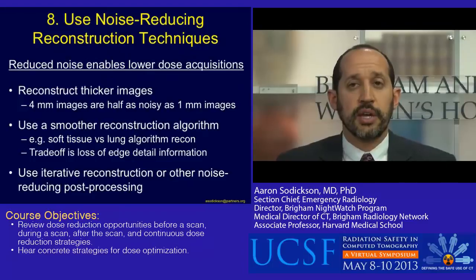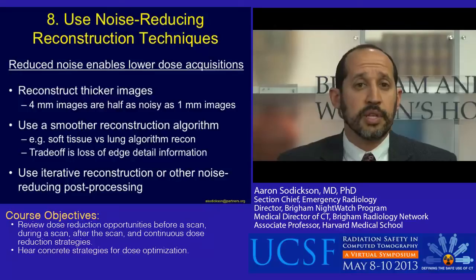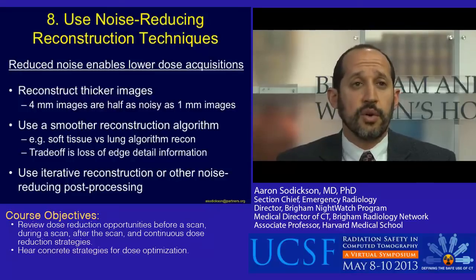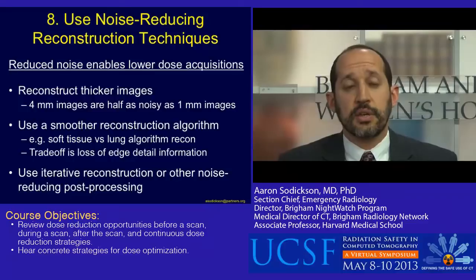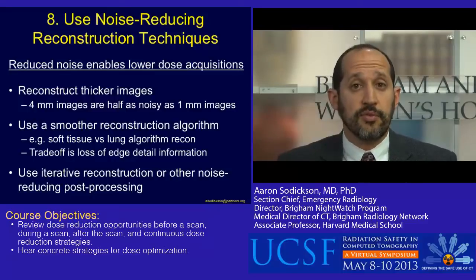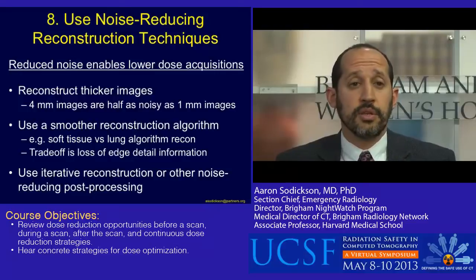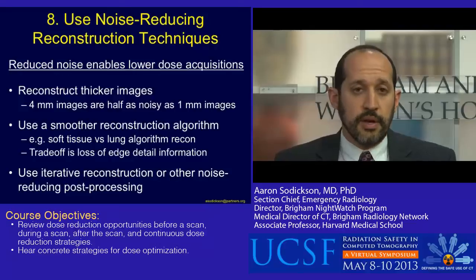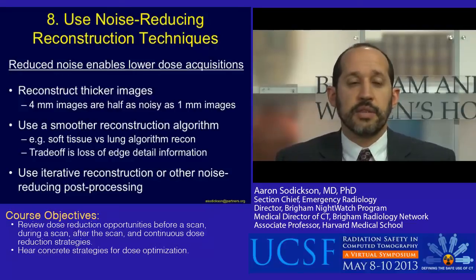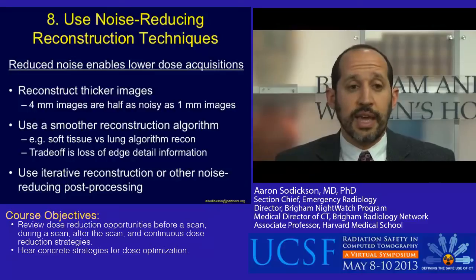The last general strategy I'll mention is to use noise-reducing reconstruction techniques. The main principle here is that anything we can do to reduce noise in our post-processing allows us to turn around and lower our parameters and do lower dose acquisitions up front. So one example of what you can do is to reconstruct thicker images. 4 millimeter images are created by 4 times as many X-rays as 1 millimeter images. And as a result, they have half as much noise as those thinner images. This is a good technique to salvage scans, noisy scans, for example, in very large patients.